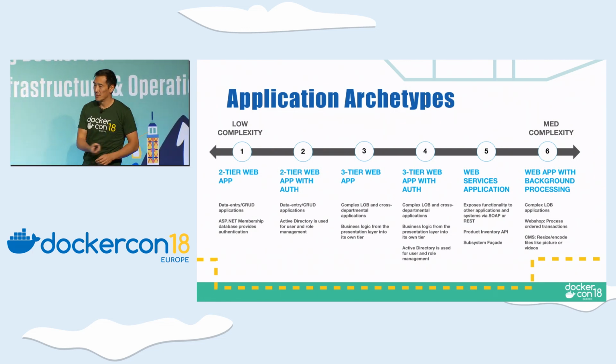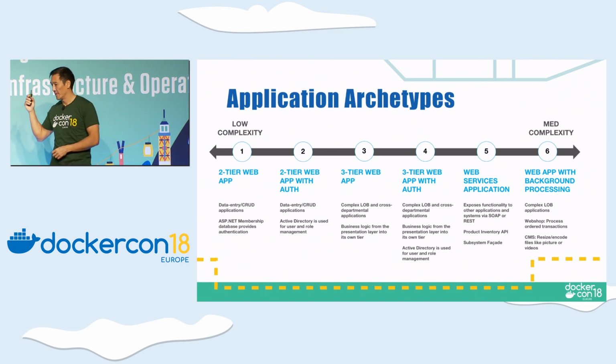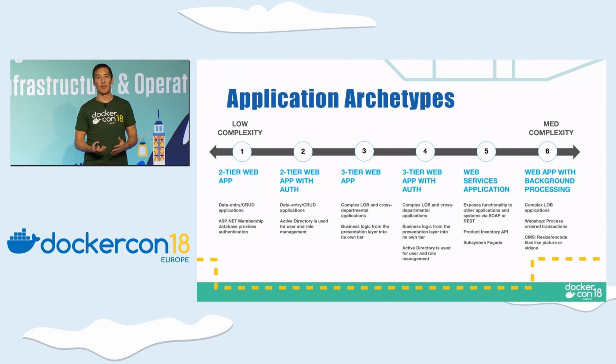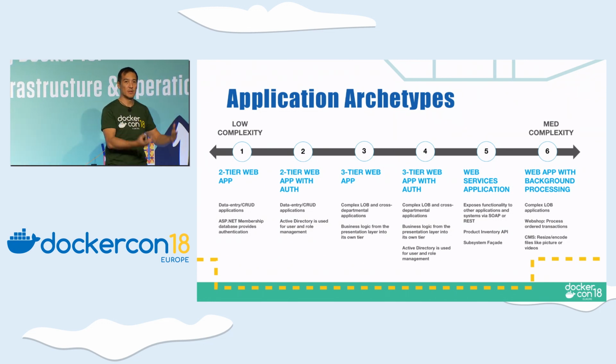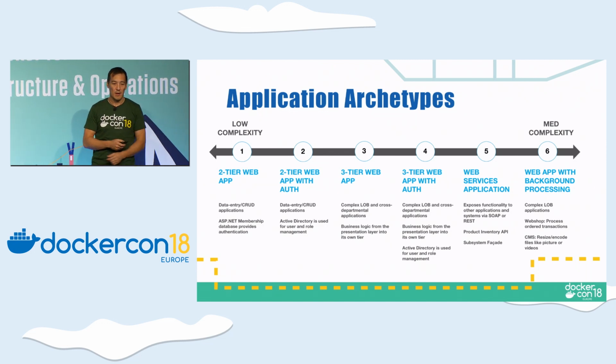And what we do is we define different archetypes. As an example, here's a 2-tier web app, and that might take a certain time or level of effort to Dockerize. And then we have a 2-tier web app with authentication. Then we move to 3-tier web apps. So you guys can get the picture of, we can then refine these and categorize them into different archetypes. And that could help you later on, as we'll see, into creating a migration plan.